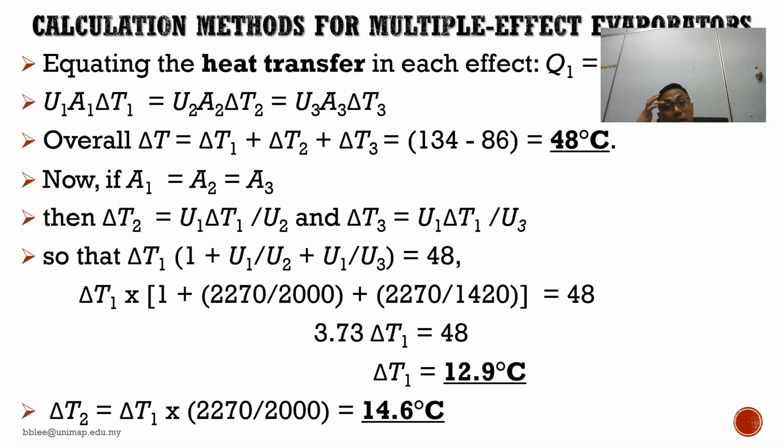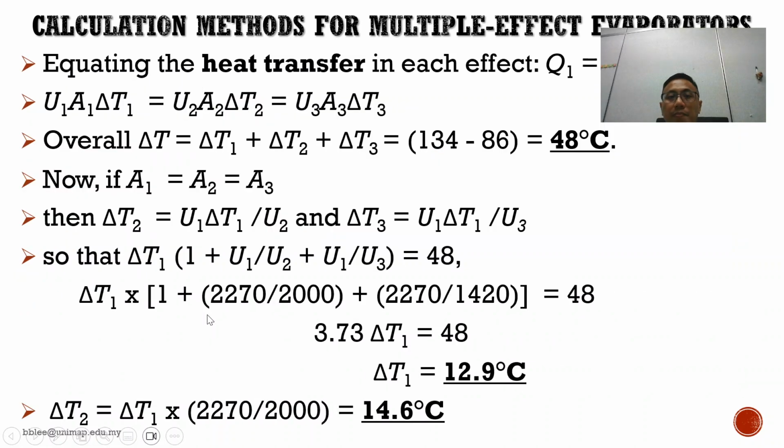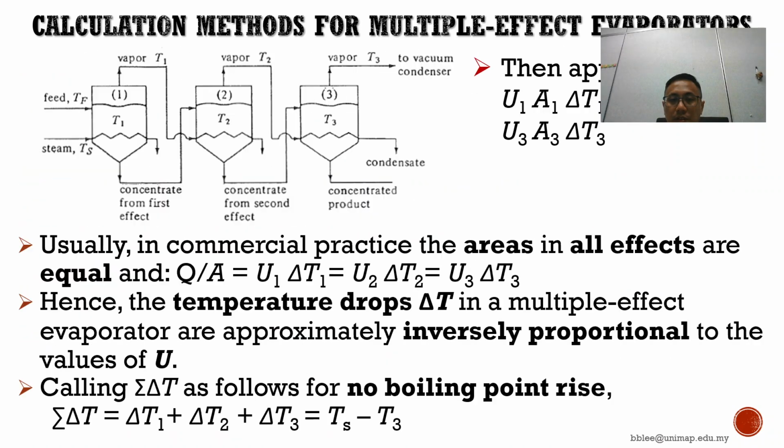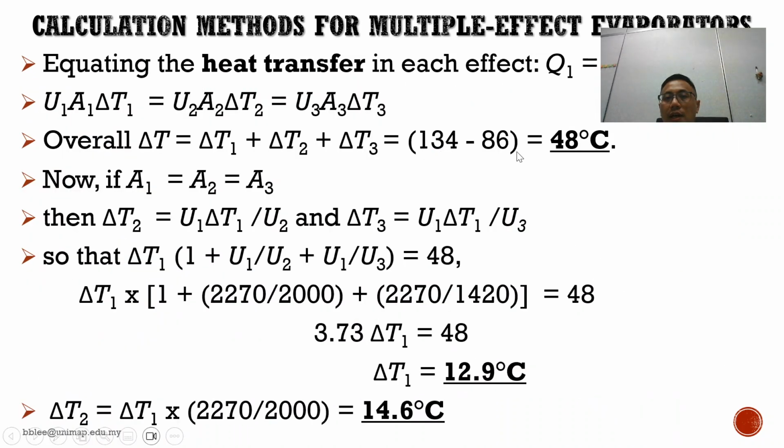Then we have to assume Q1 equals Q2 equals Q3. And UA delta T of the three effects are the same, and then the overall delta T is equal to the sum of delta T1 plus delta T2 plus delta T3, which is equal to 134, the steam boiling point, minus the temperature of the third effect, Ts minus T3, which equals 48 degrees Celsius.